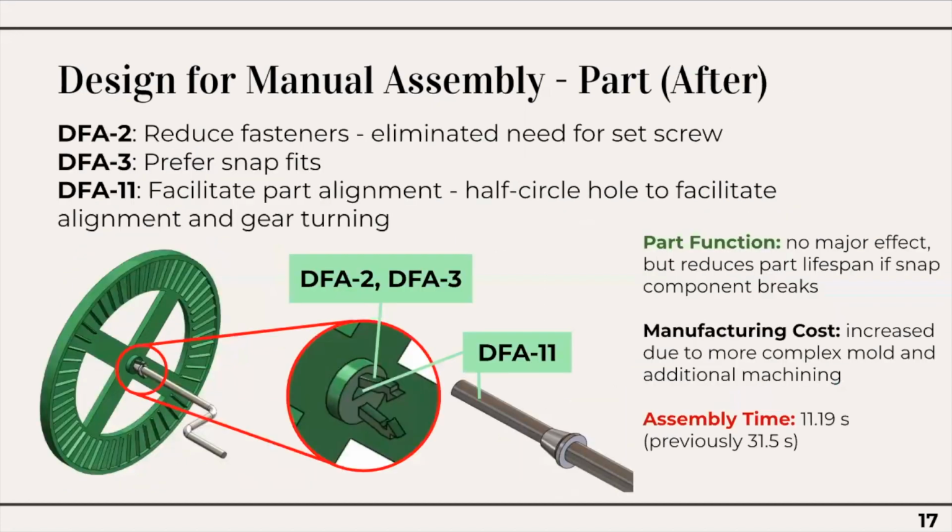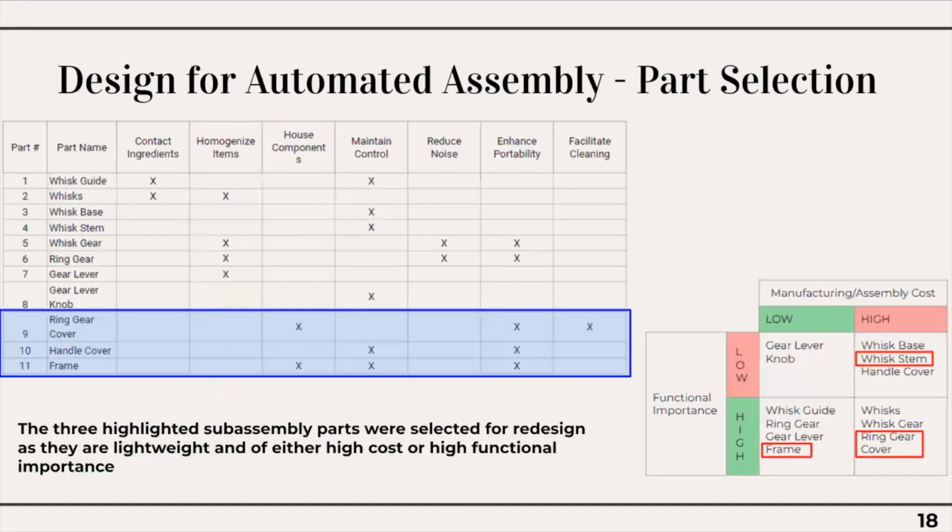After redesign using the guidelines of DFA 2, DFA 3, and DFA 11, we eliminated the use of a set screw by instead adding a snap fit component for the gear and the lever. And to facilitate this part alignment, we created a half circle hole so that turning the crank would also turn the gear. This made no major effect on the part function, but reduces the part lifespan if the snap fit component breaks. And due to the more complex mold and additional machining required for these parts now, the manufacturing costs increased. However, the assembly time decreased to 11.19 seconds.